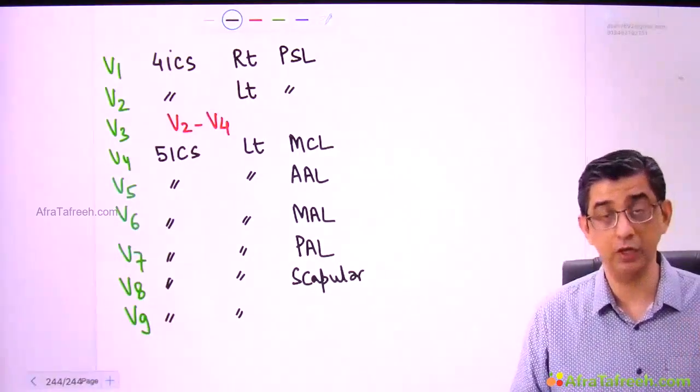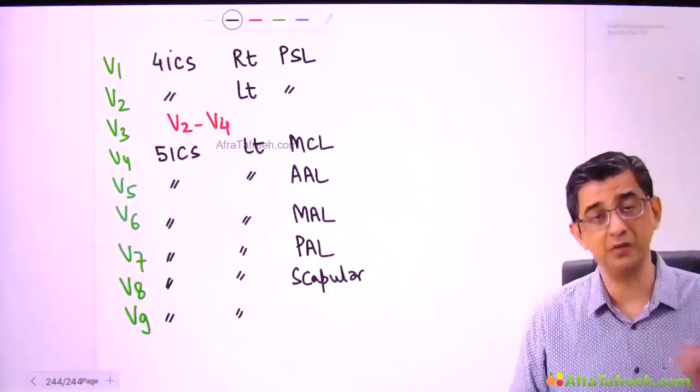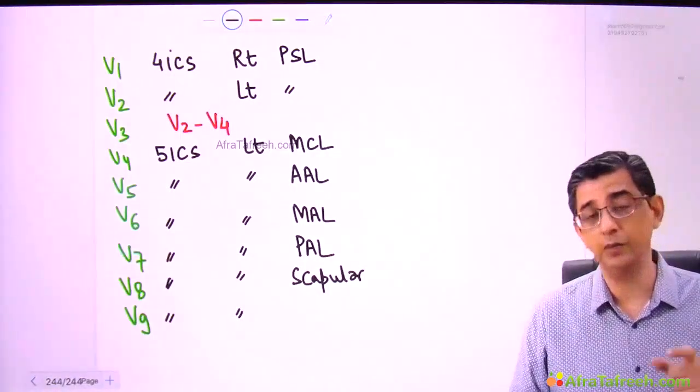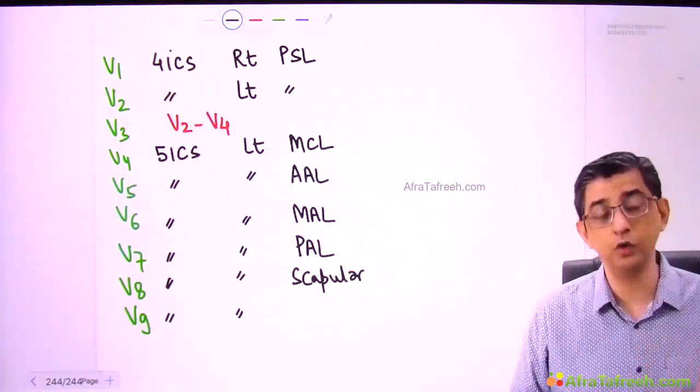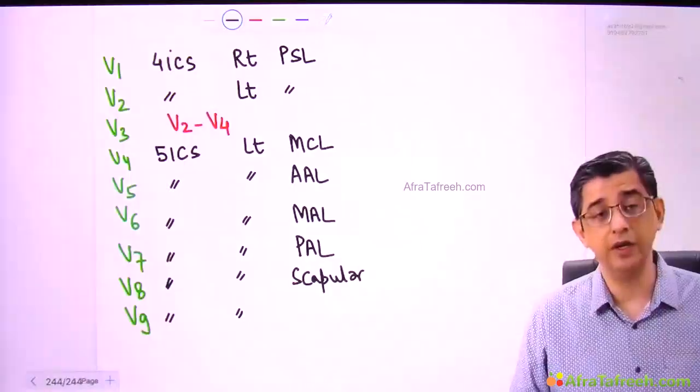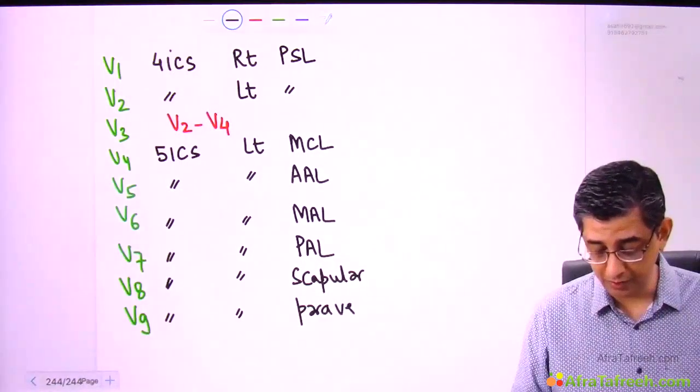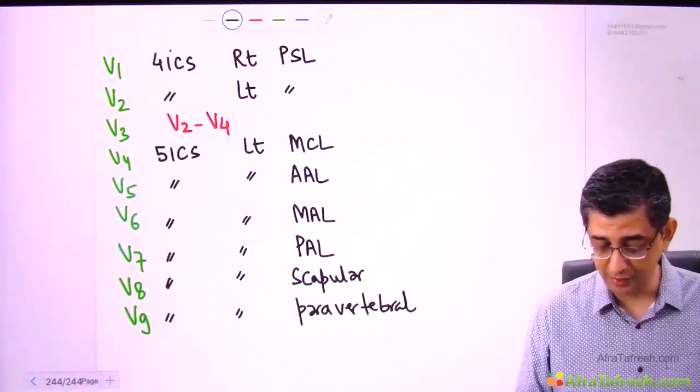I mean, usually I find people faltering with V9, so that's why I put it up as a question per se. Where do you place lead number V9? That's going to be a little more posterior to the location of lead number V8. Well, your answer would be paravertebral line. So in fact, I was just trying to test your English at this particular juncture.